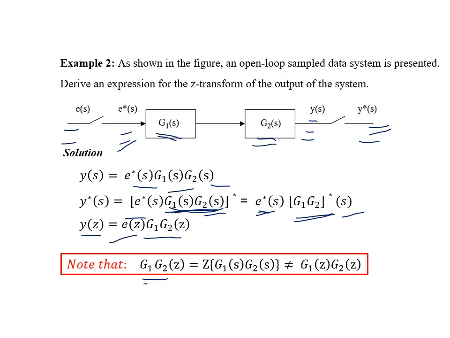Then we have G1 G2 of Z, which is not equal to the Z transform of G1 times G2, or it is not equal to G1 of Z times G2 of Z. We multiply G1 by G2 of Z, then we get the output Y as E star times the multiplication. This is not equal to G1 of Z times G2 of Z.